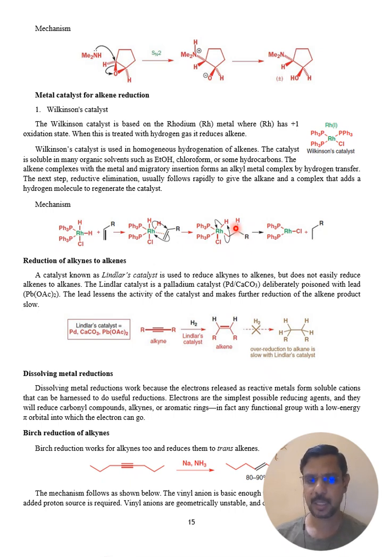So once this is formed, reductive elimination is the next step. That means the hydrogen which is attached on the rhodium will always come and attach with the terminal carbon of the alkene, and then after addition of the hydrogen, the metal completely comes out, so we get a reduced product. Okay, so this is the mechanism of the Wilkinson catalyst.